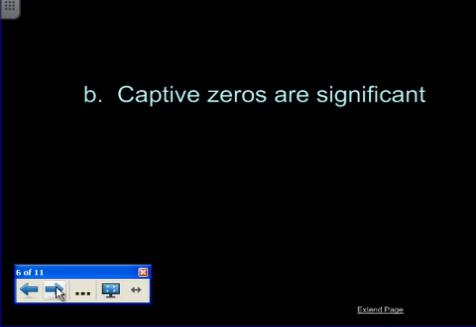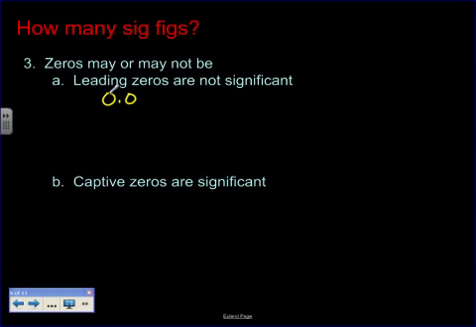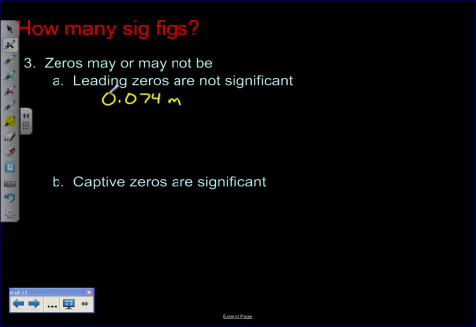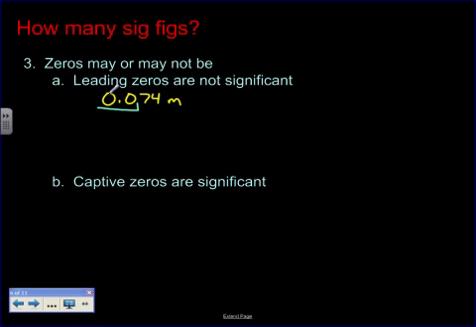Next part of the rule there, and I think I've got a little jump in my slide here, so just bear with me. Okay, so rule 3, zeros may or may not be significant. Leading zeros are never significant. So if you look at this number, 0.074 meters, what we mean by leading zeros are zeros in the front of the number. It doesn't really matter for a leading zero where they are in relation to the decimal. If they're at the front, they're not significant, so we don't count them, as far as the significance, and we'll see where this goes to the calculators here in a minute.